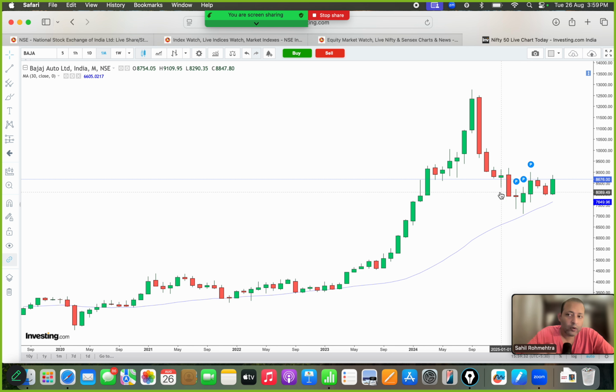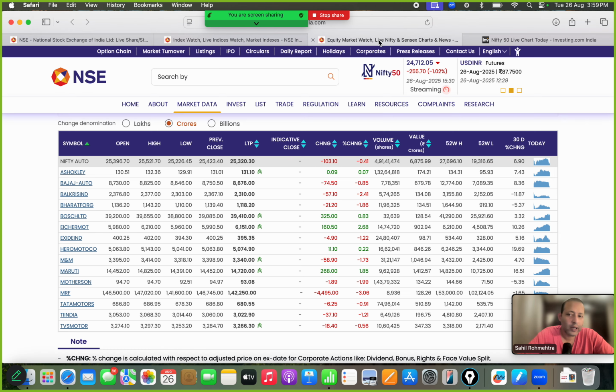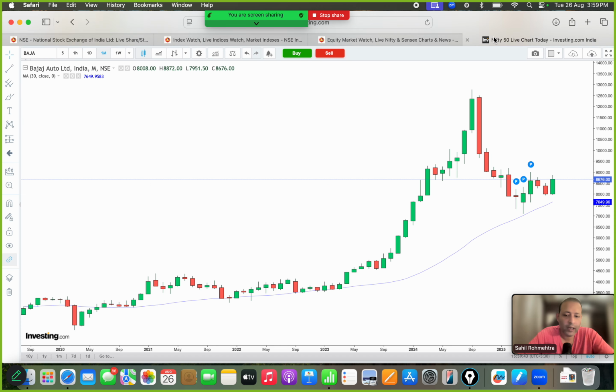But even though Bajaj Auto does qualify, we already know that our rank 1 at the moment is Ashok Leyland and rank 2 is Bajaj Auto, whereas Tata Motors simply doesn't qualify. Let us just continue further. We have Balkrishna Industries.